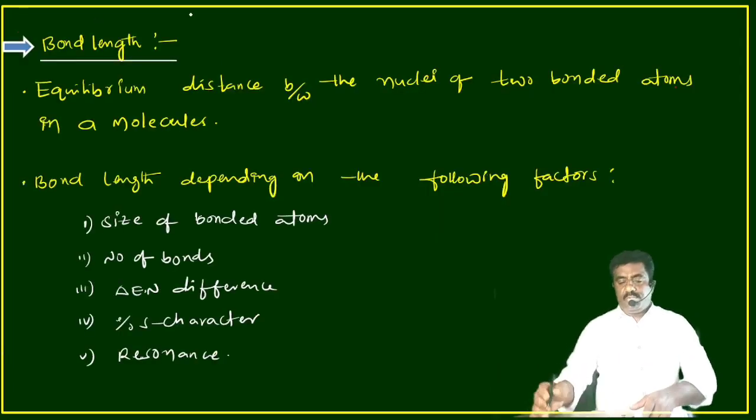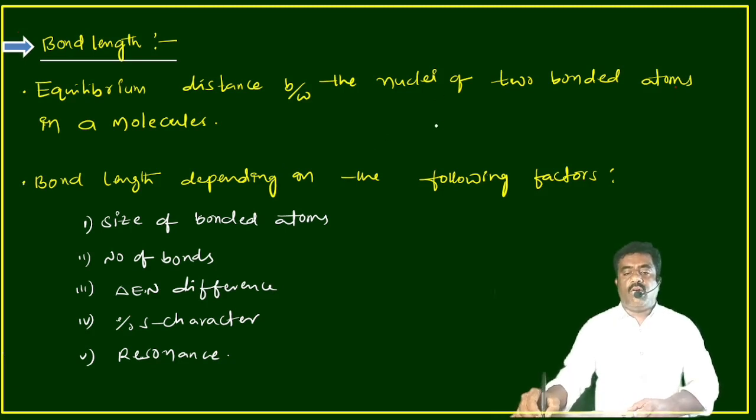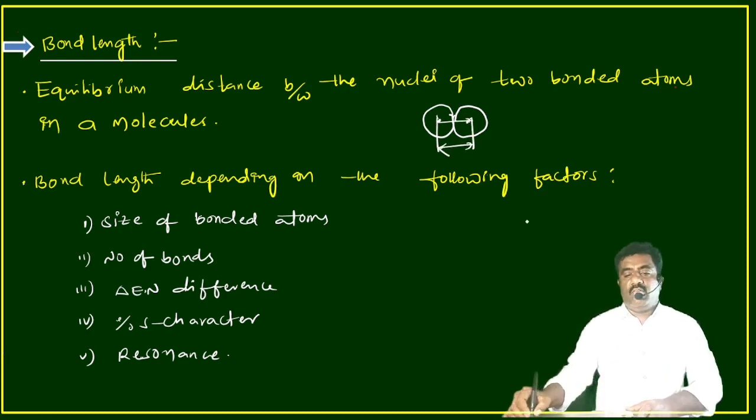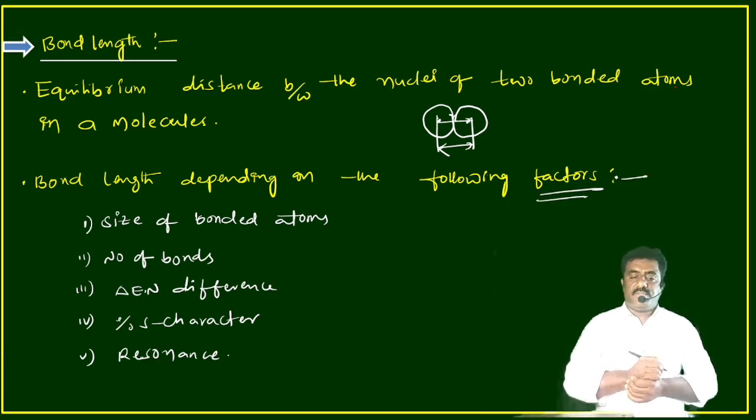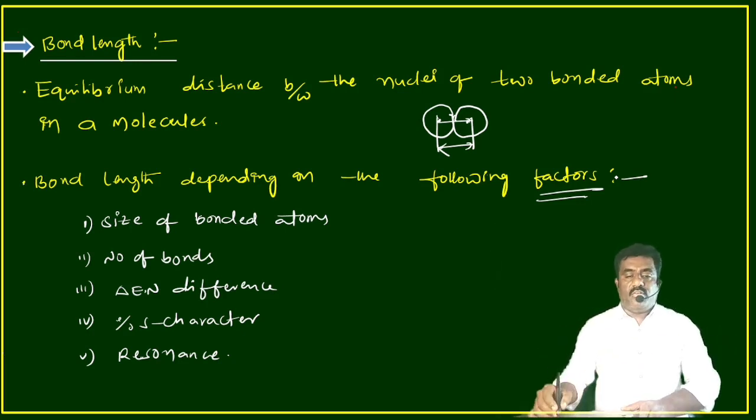The equilibrium distance between the nuclei of two bonded atoms is the bond length. Bond length depends on the following factors: size of bonded atoms, number of bonds, electronegativity difference, percentage of the s character, and resonance. We can discuss the factors one by one.